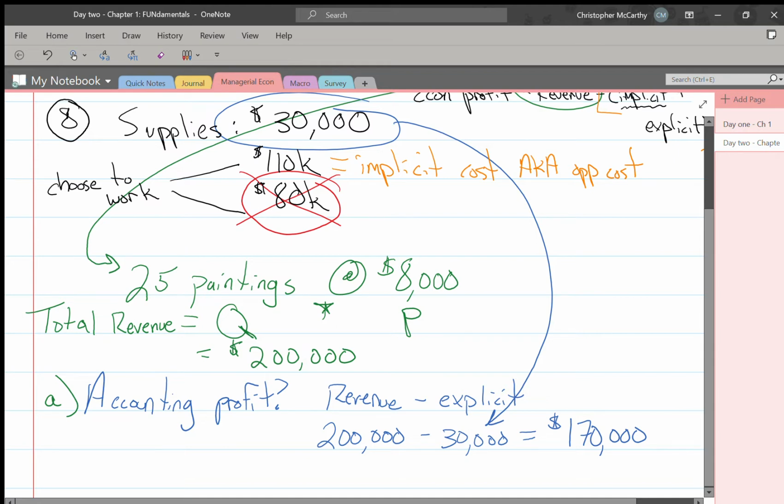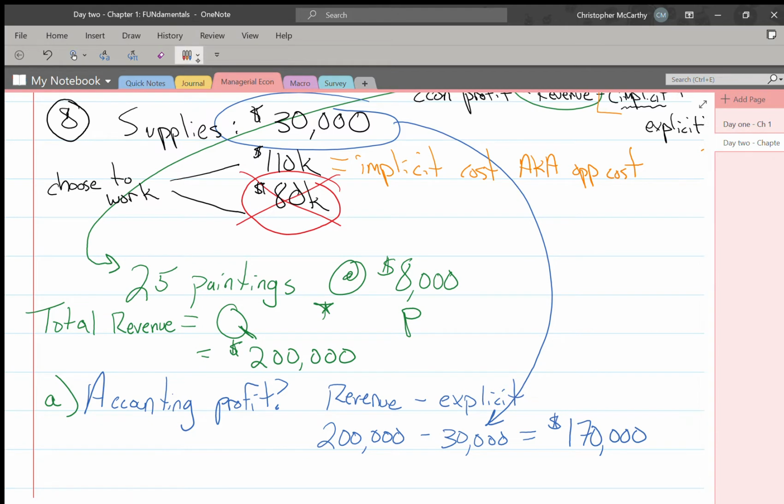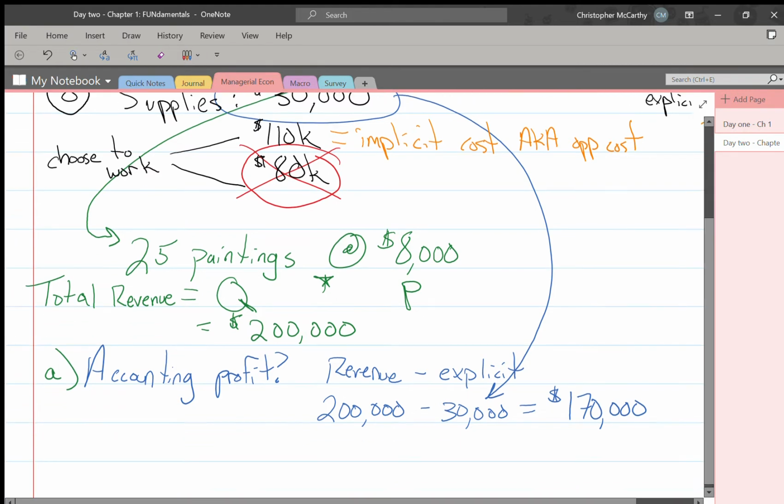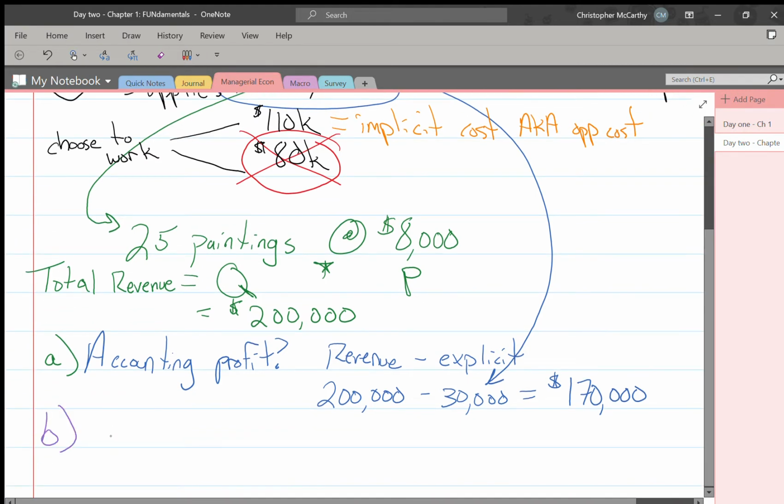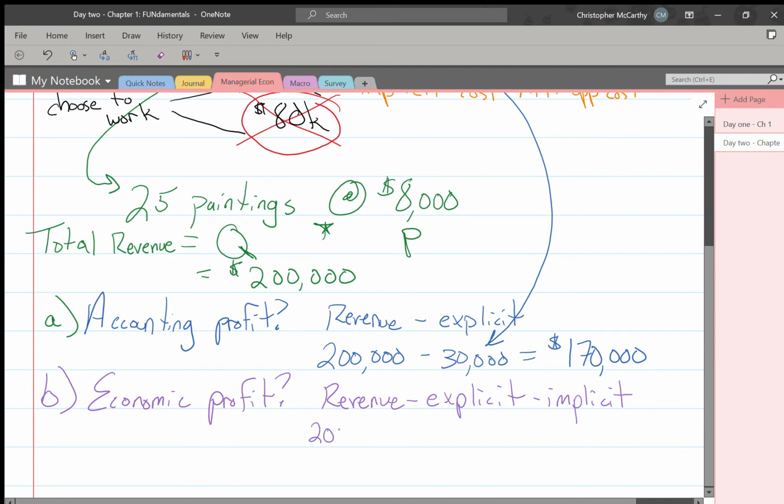Now, our economic profit, we know, is always going to be less than our accounting profit. So our economic profit is our revenue minus the explicit, minus the implicit costs, what she's giving up. And so this is going to be 200,000 minus 30,000 minus 110,000. So this is going to be 60,000.